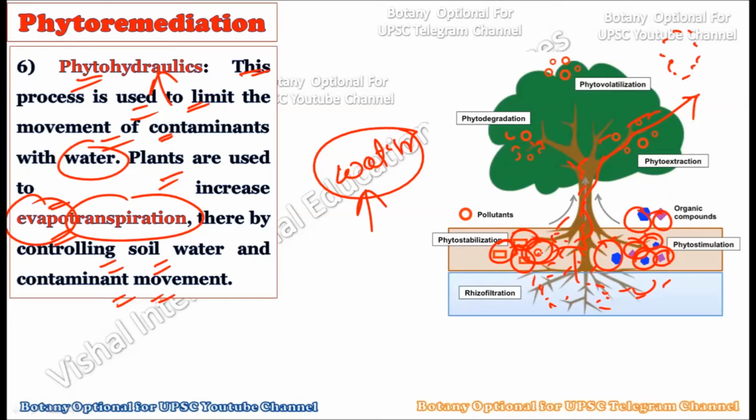So basically in phytohydraulics, what we do is restrict the water that is going to take the pollutant to the other areas, and we restrict this water by increasing the evapotranspiration capacity of the plant. That is, the plant should do more transpiration, the plant should take up more water, and it will release it to the environment in the form of water vapor, and in this way we can also control the majority of the pollutants which are going to pollute the other parts of the soil.